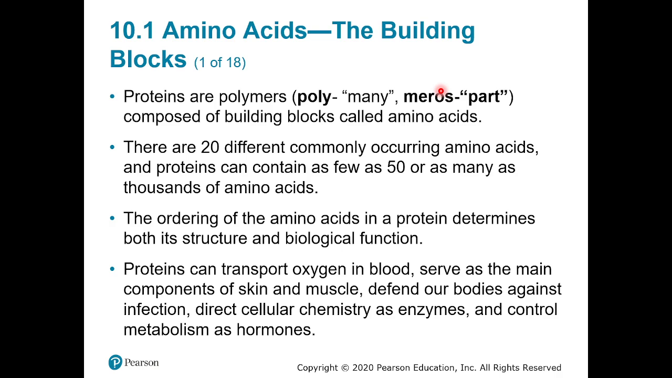Okay, you can actually refer to these as polyamides because that's the linkage. Okay? There's 20 different commonly occurring amino acids. Proteins can contain as few as 50, and as many as thousands of amino acids. These things can get extremely large and extremely long, actually. They're typically not folded out into chains. They're typically folded up into very specific structures. And the structure of a protein is a large portion of its function.